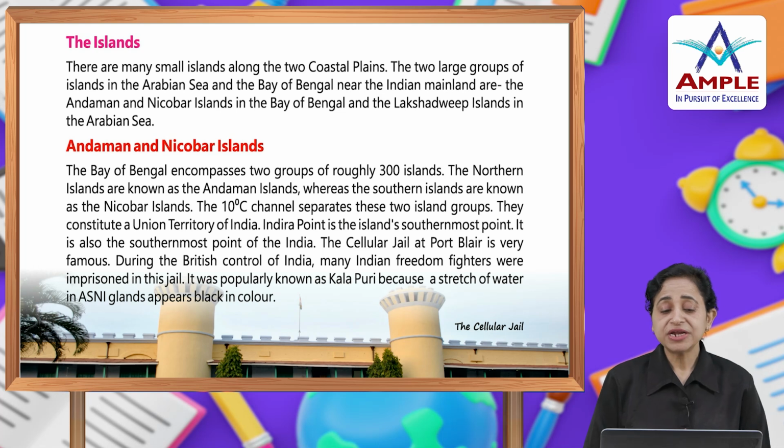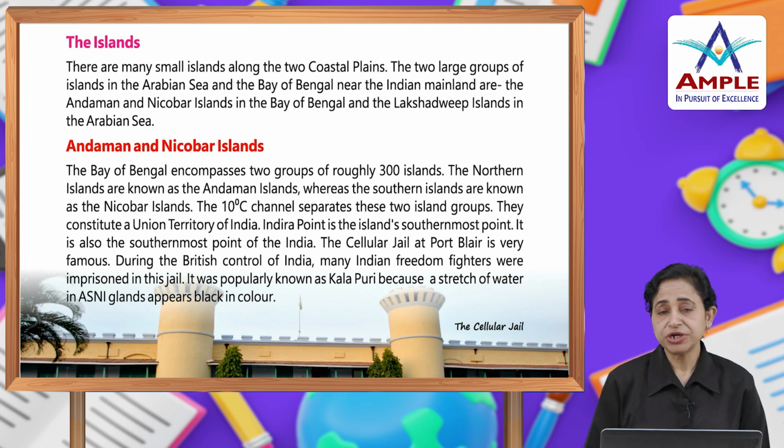The islands. There are many small islands along the two coastal plains. The two large groups of islands in the Arabian Sea and Bay of Bengal near the Indian mainland are the Andaman and Nicobar Islands in the Bay of Bengal and the Lakshadweep Islands in the Arabian Sea.